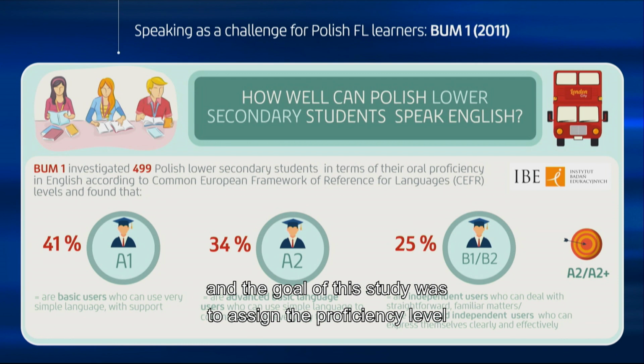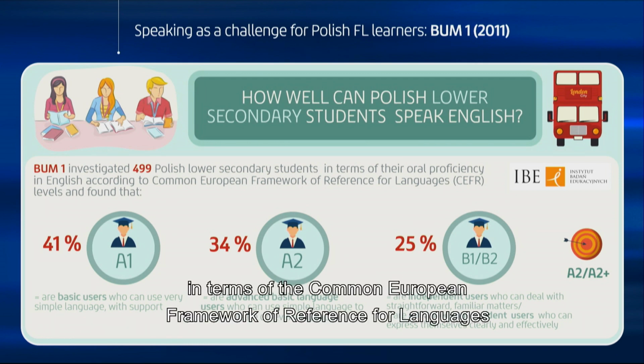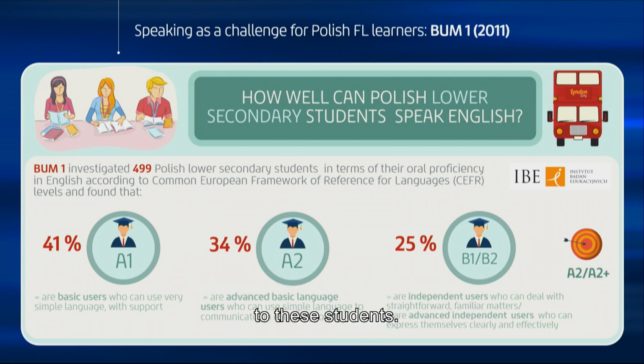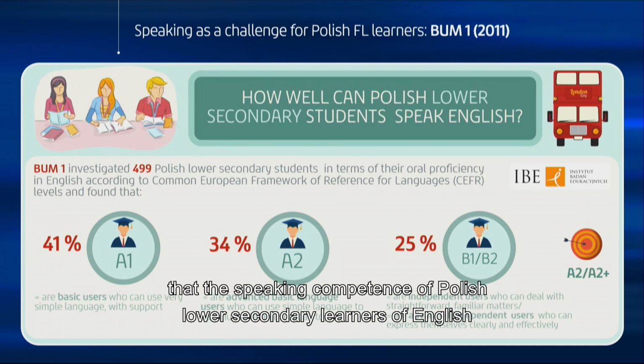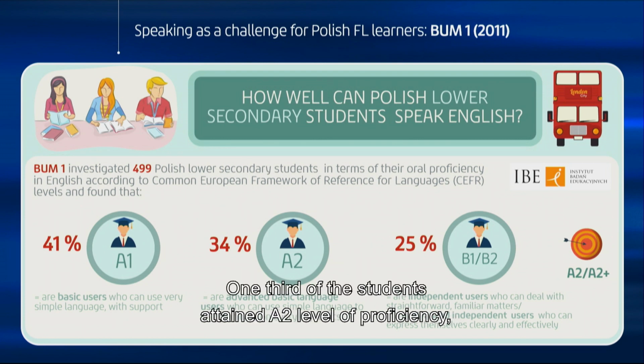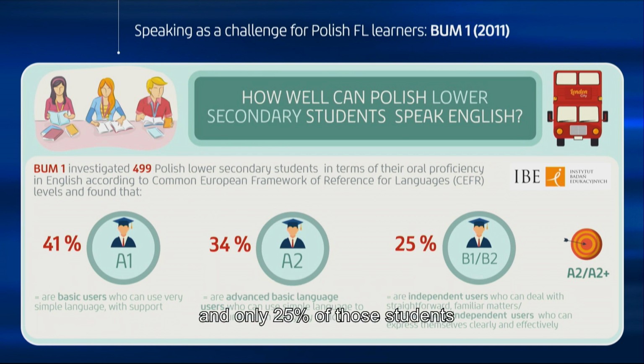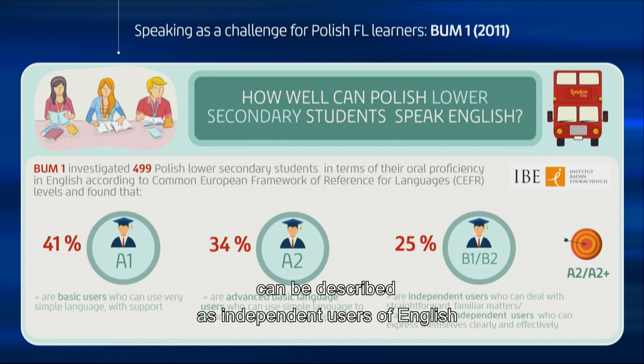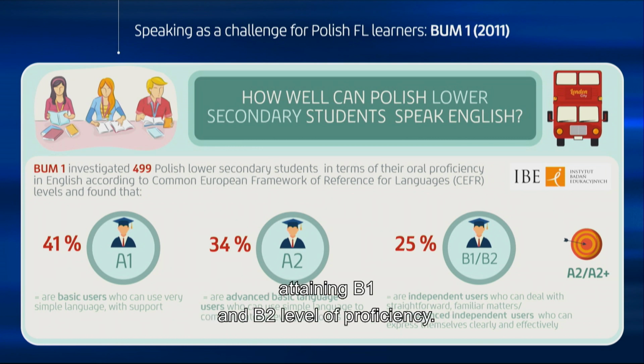and the goal of this study was to assign the proficiency level in terms of the Common European Framework of Reference for Languages to these students. Now, overall, the results of the study showed that the speaking competence of Polish lower secondary learners of English is rather low. If you take a look at the slide, you can see that nearly half of those students attained the A1 level of proficiency, suggesting that they are very basic users of English as a foreign language. 1/3 of the students attained the A2 level of proficiency, and only 25% of those students can be described as independent users of English, attaining B1 and B2 level of proficiency.